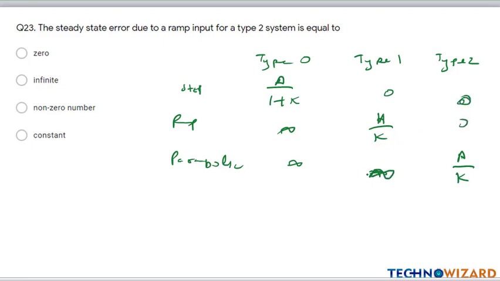What they have asked is the steady state error due to a ramp input, type 2 system, that is type 2, ramp input. This is equal to 0. Therefore, option A is the correct answer.